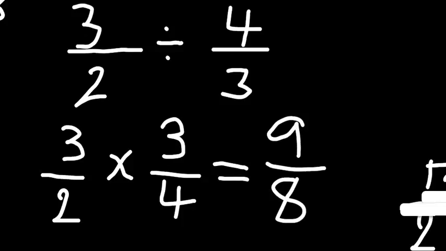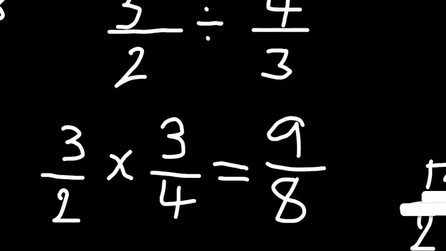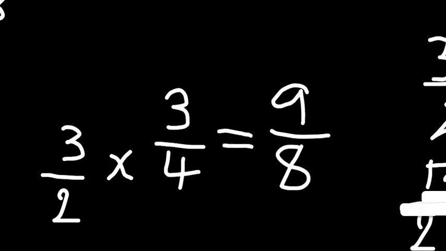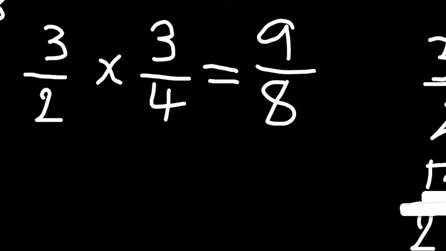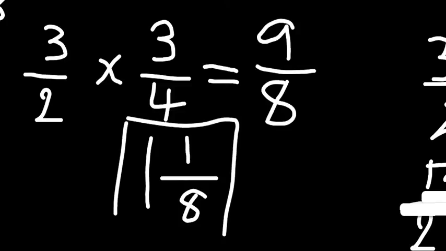So this is obviously an improper fraction, and we need to change it to a mixed number. Yes, there you go. Okay, so 9 over 8. 8 goes into 9 one time. Denominator is 8. 8 times 1 is 8. How much do you need to get to 9? You need 1. And that's your final answer.